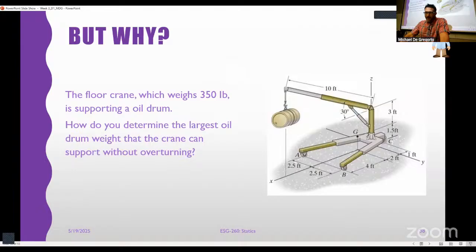Right. Then obviously, you have this floor crane that's used for lifting oil drums. You know what's a really important thing too? Making sure that you don't puncture water lines.